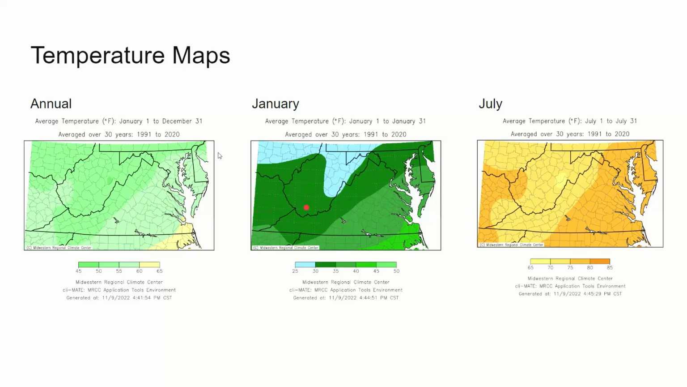We can look at the January average temperatures, and the temperatures during that time of the year are about 30 to 40 degrees Fahrenheit. And in the hottest month of the year, they're 70 to 80 degrees Fahrenheit. Now, what influences the temperature patterns that you can see in the maps? First, we have Virginia's latitude.